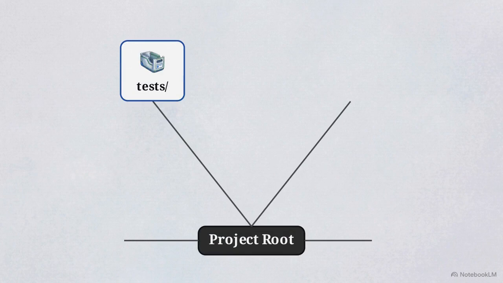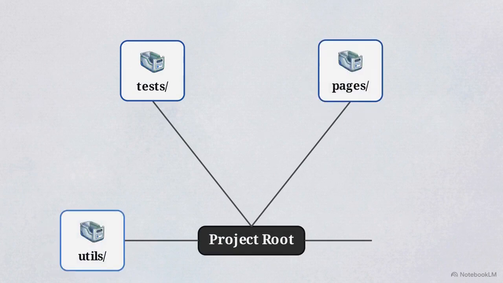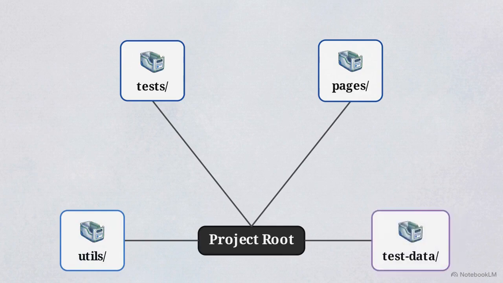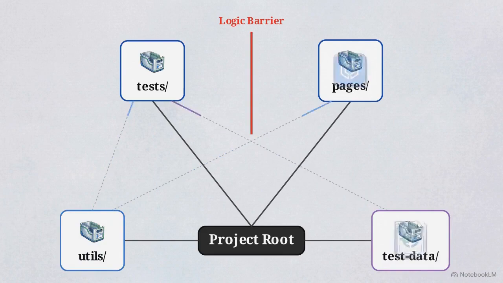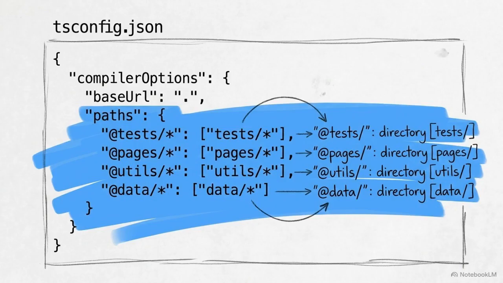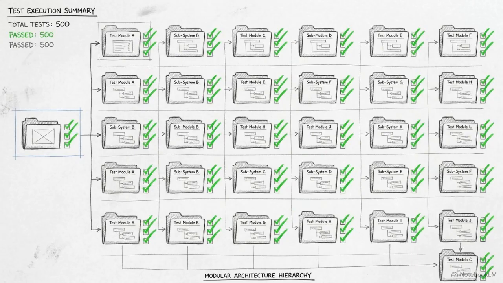First, the tests folder contains specific test scenarios, while pages houses application logic. Utils holds shared helpers, and test data stores JSON files. Data and logic never mix. Next, we update the tsconfig.json file. By configuring our path maples here, Playwright can handle our TypeScript code directly without extra compilation steps. This separation of concerns transforms a single script into a professional testing ecosystem.